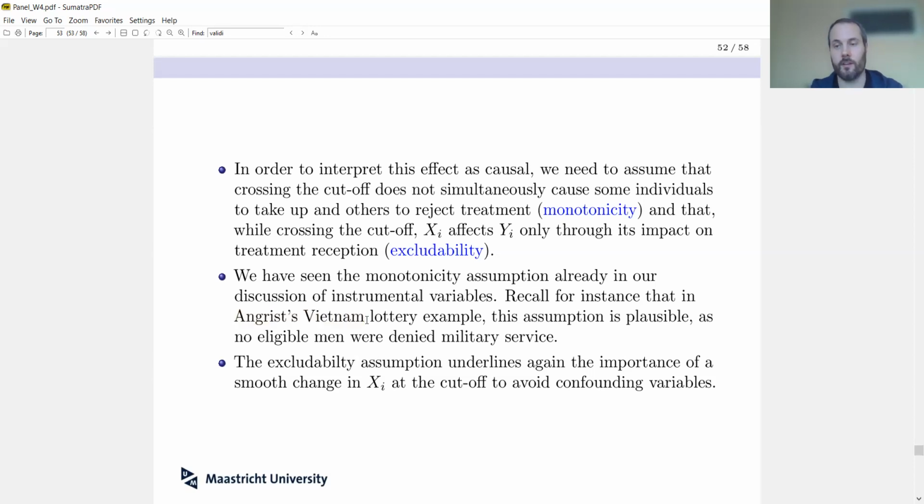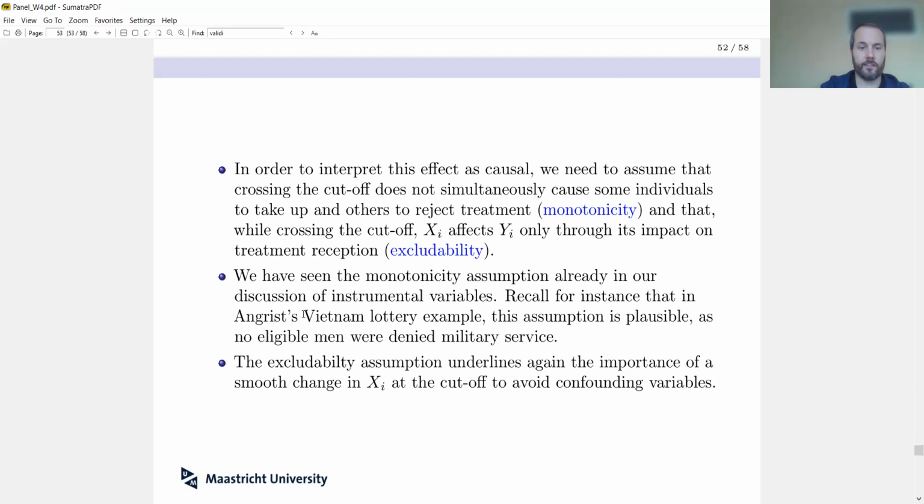Remember that for each day in the year, we had a lottery, so each day got a number. And if your birthday was below a certain number, then you were eligible for military service. And here, people who would like to volunteer for the military would not be denied military service just because they have too high a lottery number. So monotonicity in this example is plausible.